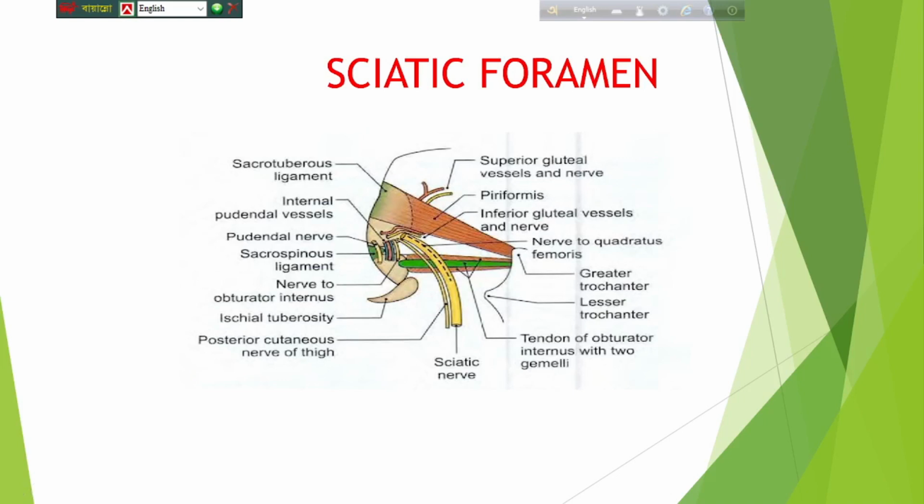Now we see a figure which we discussed earlier. The structures pass through the greater sciatic foramen, and we see the piriformis. Some structures pass above the piriformis and some below the piriformis.